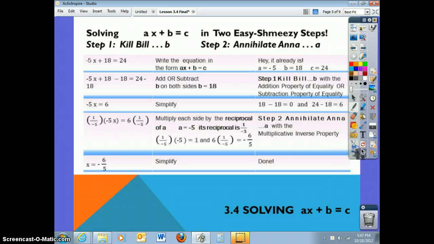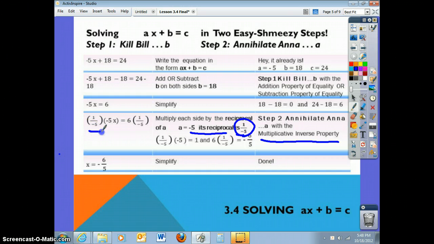There are two ways you can get rid of the negative 5. You can either multiply both sides by the reciprocal of negative 5, or you can divide each side by negative 5. Okay? So if we want to multiply each side by the reciprocal, that's the multiplicative inverse property. And the reciprocal of negative 5 is 1 over negative 5. So we're going to multiply both sides by the reciprocal.